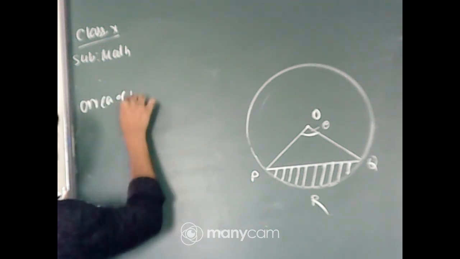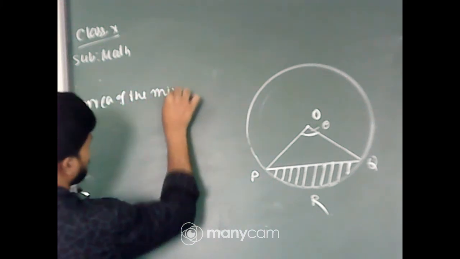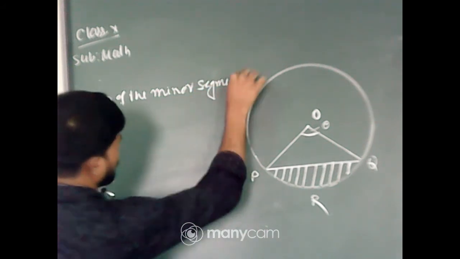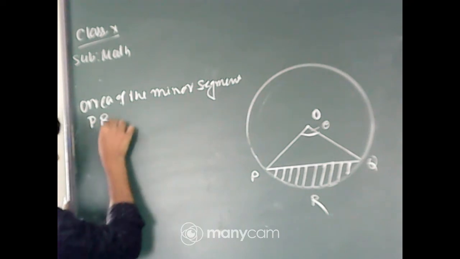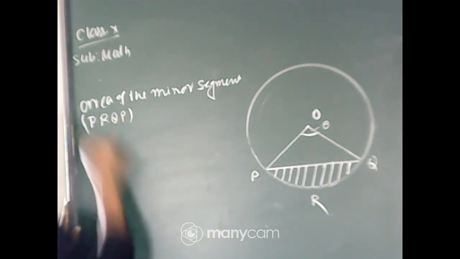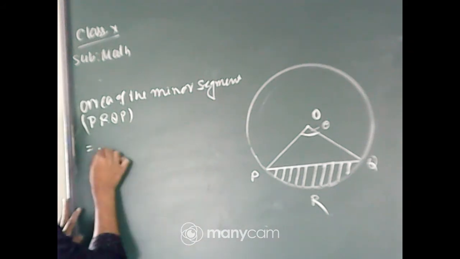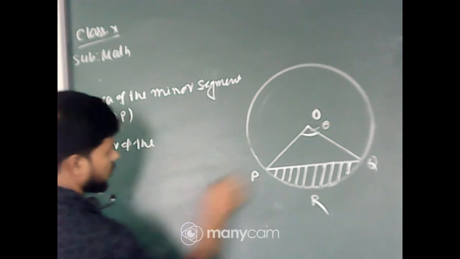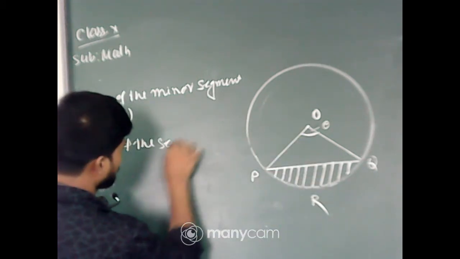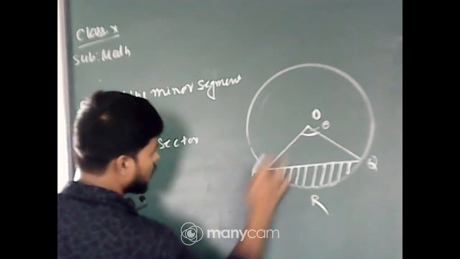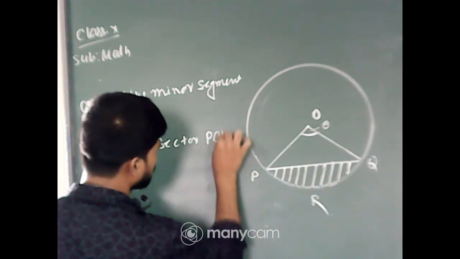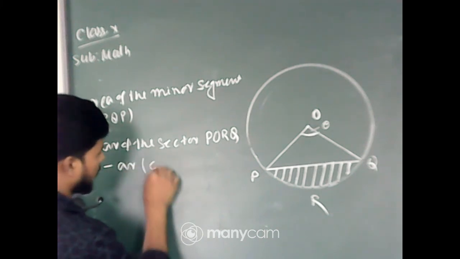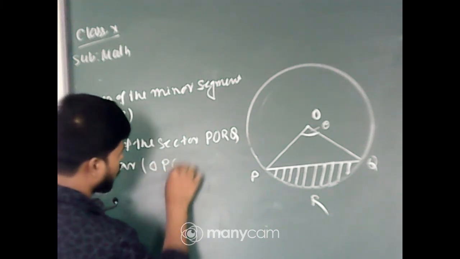Area of the minor segment means PRQP. This is equal to the area of the sector PORQ minus the area of the triangle POQ, isn't it?